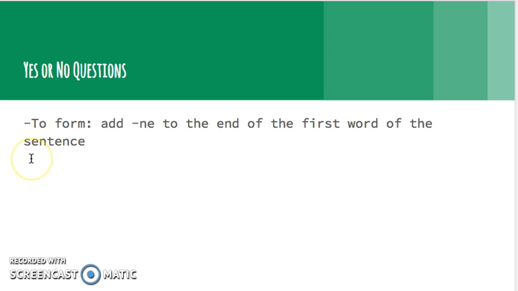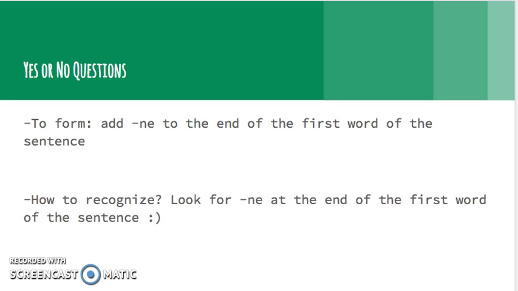So, to form a yes or no question, add NE to the end of the first word of a sentence. If you are looking for a question in Latin, you will recognize a yes or no question by looking for NE at the end of the first word of the sentence.